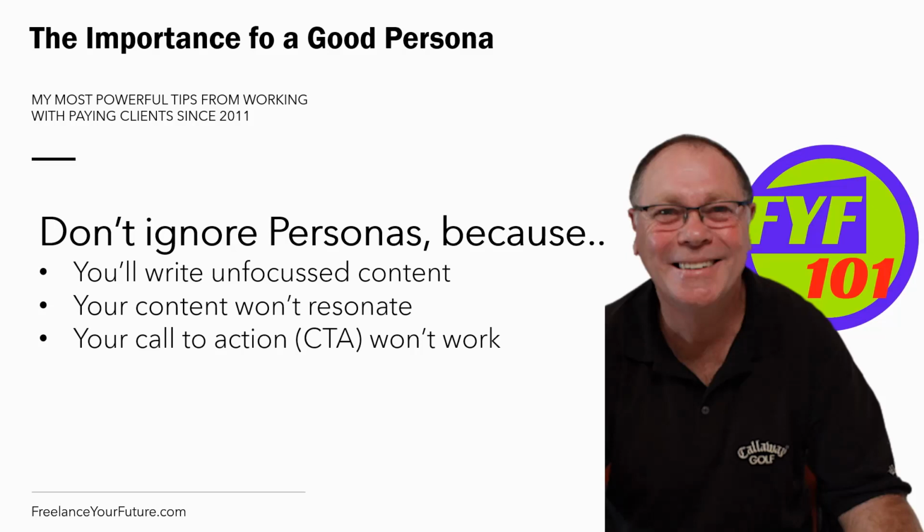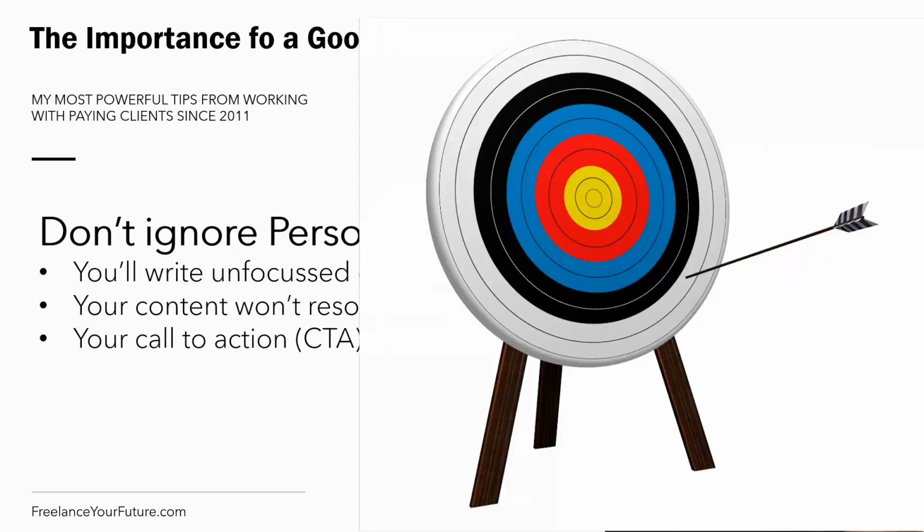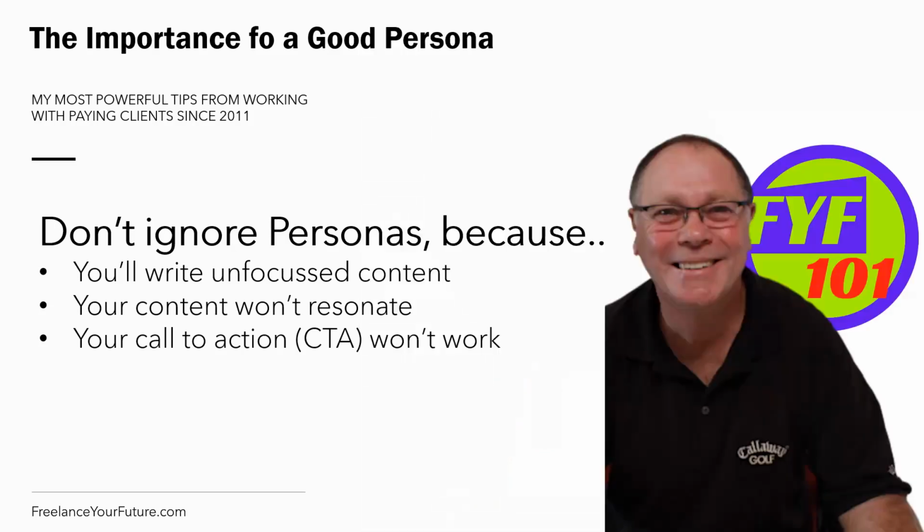Now, if you do ignore personas, the chances are you'll end up writing unfocused content. Your content won't resonate with the persona because you don't intimately understand the persona. And eventually, when you get towards the end of your content and you list down a call to action, a CTA, the CTA won't work because you won't have connected and got under the skin, essentially, of the people you're writing for. So please, don't ignore personas. They're very important. You can make them as detailed or as undetailed as you want. Obviously, the more detailed, the better. But get something down so that you understand exactly who you're writing for, and you can write content that resonates with them.